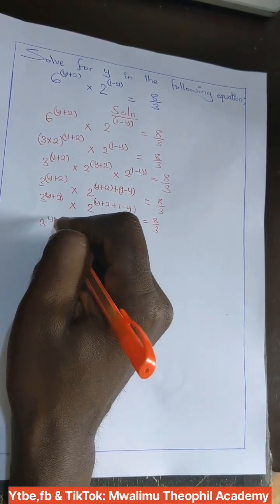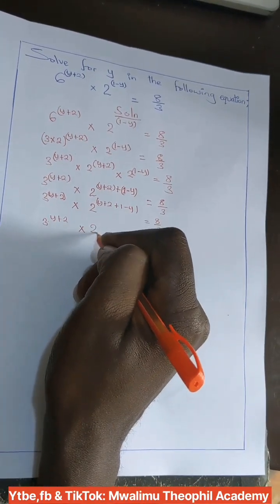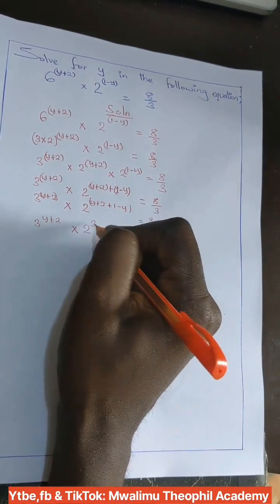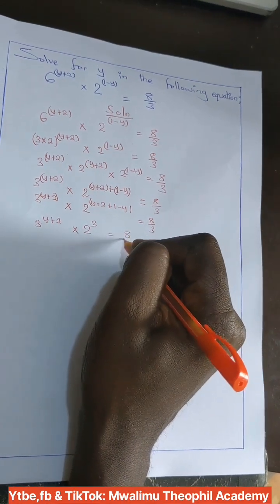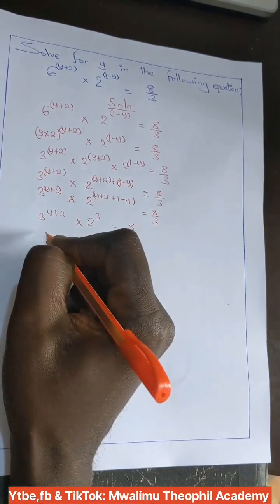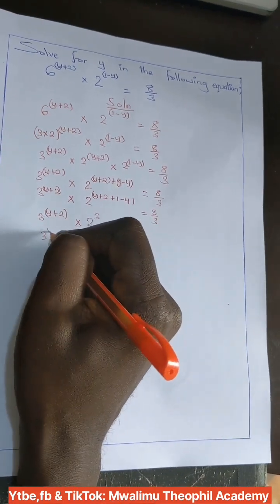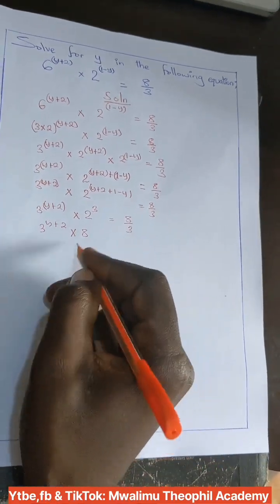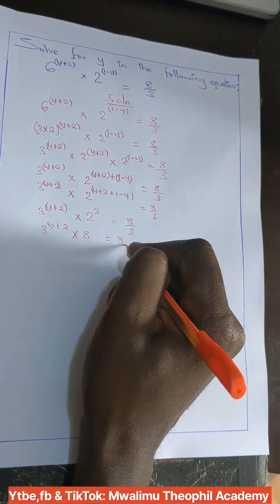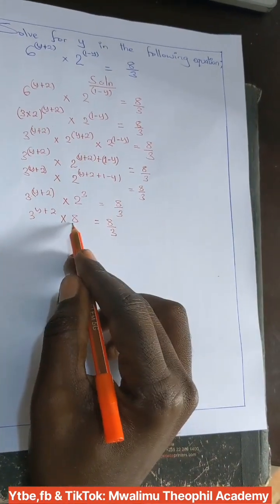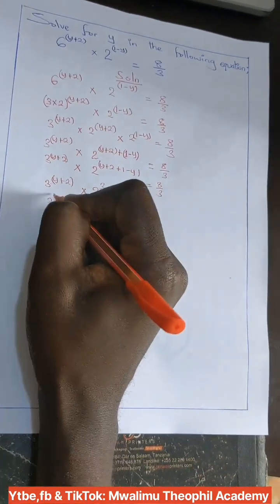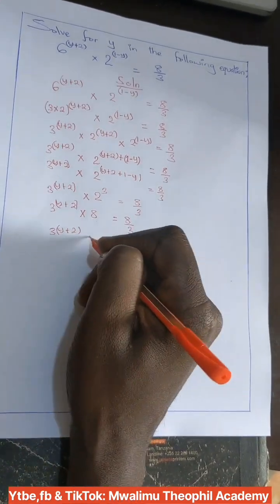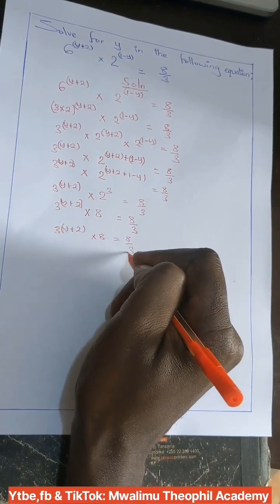3^(y+2) times 2, y and y cancel out because it's y minus y. 2 plus 1 is 3, is equal to 8 divided by 3. 3 raised to y plus 2 times 2 exponent 3, which is 8, is equal to 8 divided by 3. Now let's divide both sides by 8. So we're going to have 3^(y+2) times 8 is equal to 8 divided by 3.